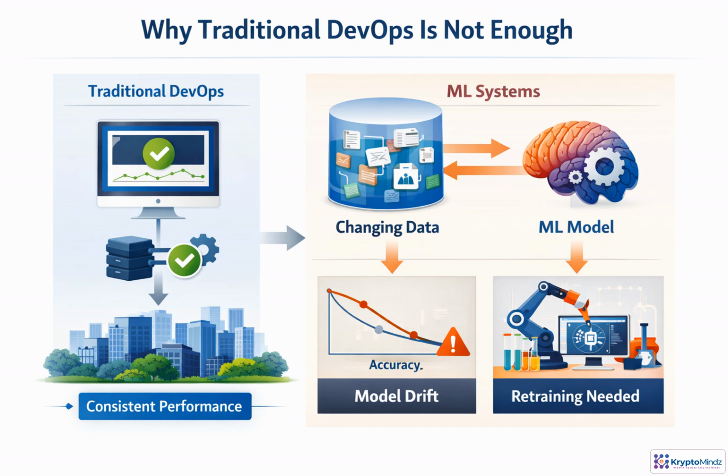Traditional DevOps assumes the main thing changing is code. Once the application is tested and deployed, it should behave predictably. Machine learning adds another moving part, the data. As customer behavior, sensors, markets, or environments shift, model performance can drift even when the code stays the same. That means operations must include dataset tracking, experiment history, model metrics, versioning, retraining, and validation. MLOps extends DevOps to manage that living system.